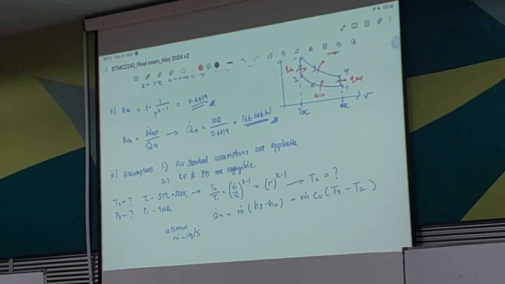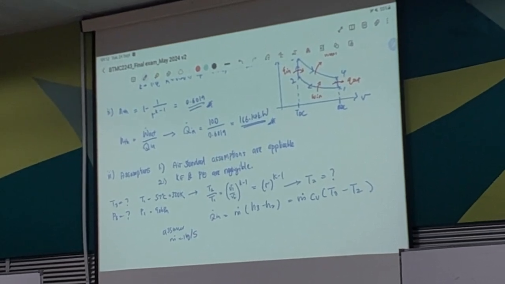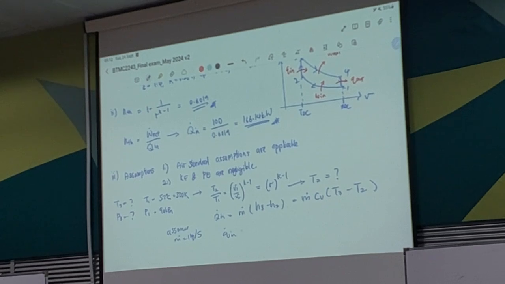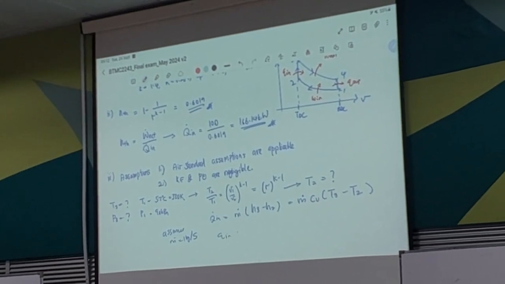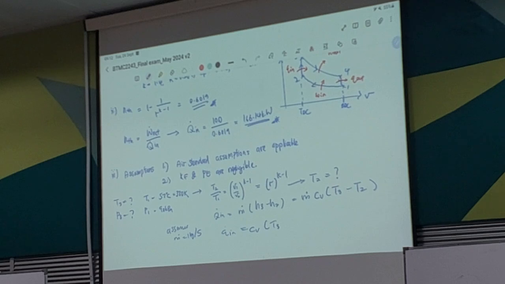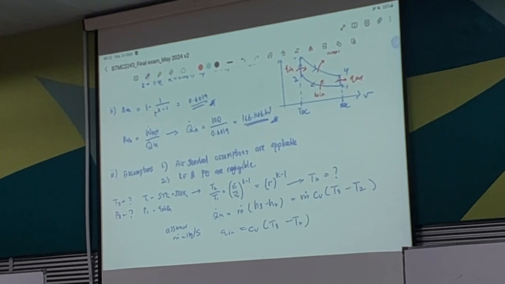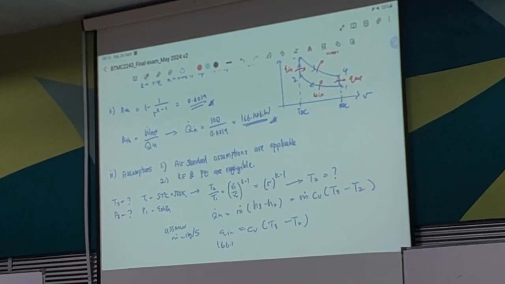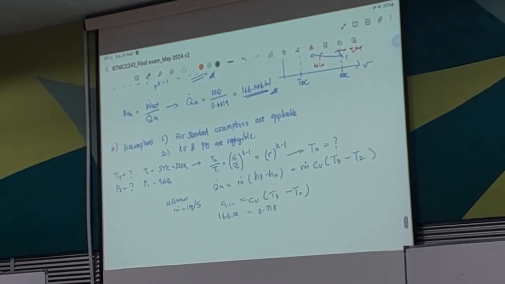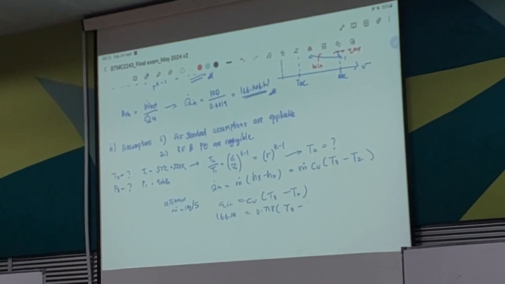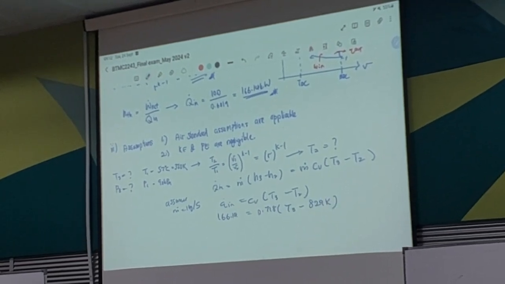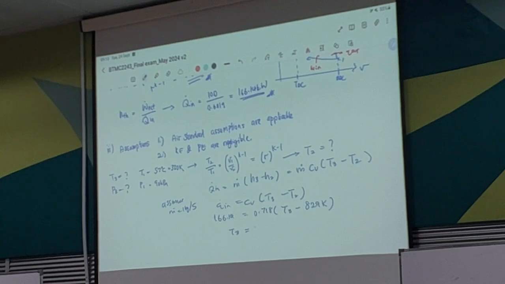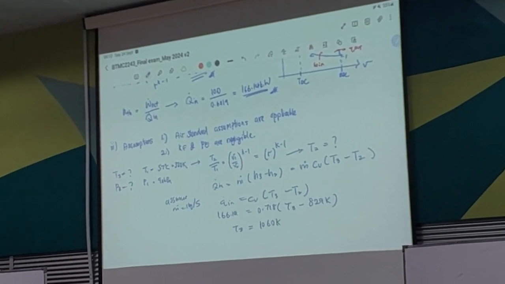So if you just assume this is 1 kilogram, then this will become Q in, then CV times T3 minus T2. Then you reuse the value you calculated just now. So CV is 0.718, then T3 minus T2. T2 from the previous question, what's the value? Okay, should be this value. Then you will get T3 equals 1060 Kelvin.